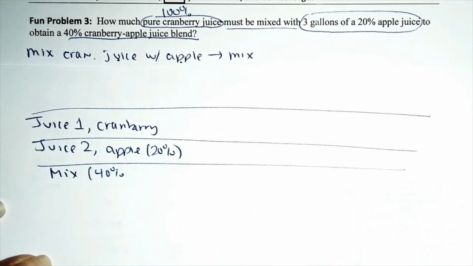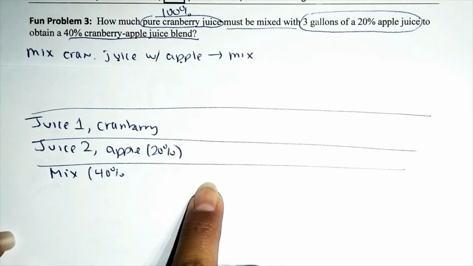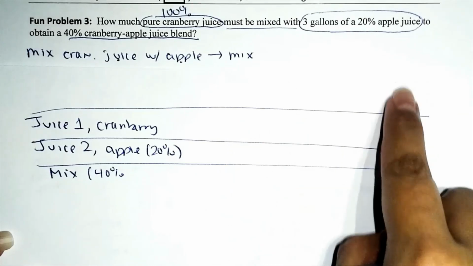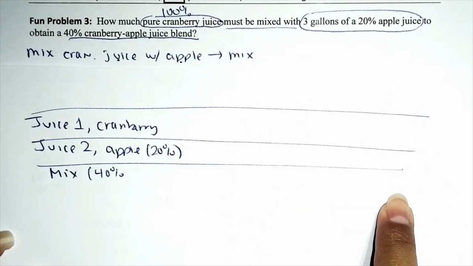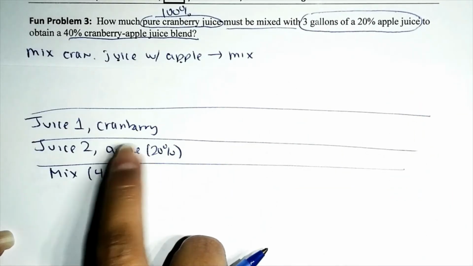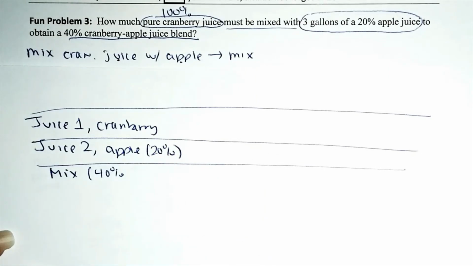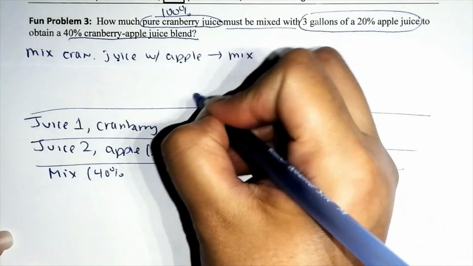Okay, so for the columns, this is how we're gonna do it. The first one is the total solution, the next one is the strength, and the final one is how much pure whatever we have. So the total solution, or in this case juice, the units are in terms of gallons. I'm just gonna put gallons.